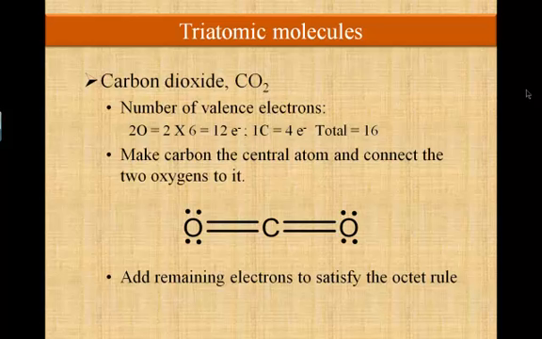As I said, writing Lewis dot structures is a process of trial and error, and making the highest valence atom the central atom is going to work for you most of the time. It's not going to work for you every time. So if it doesn't work out the first time, try something different.